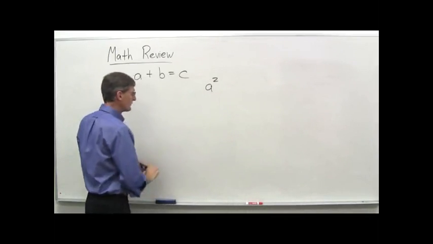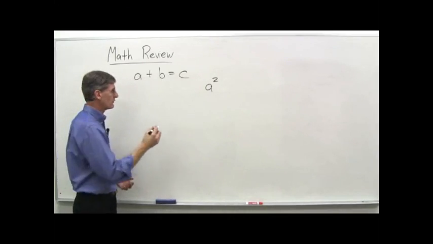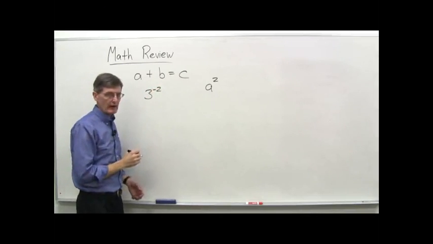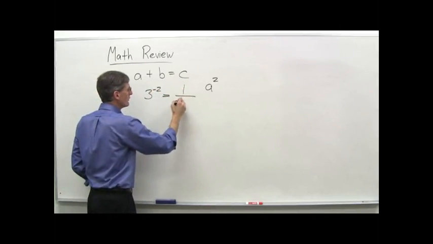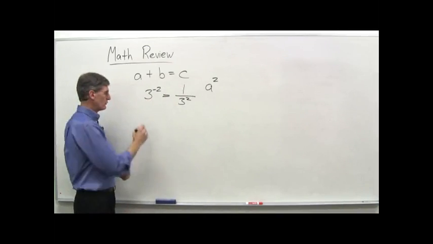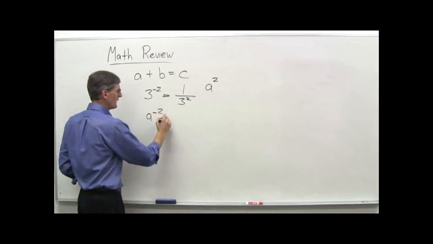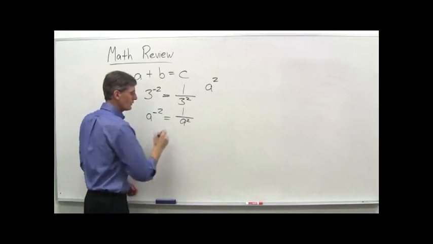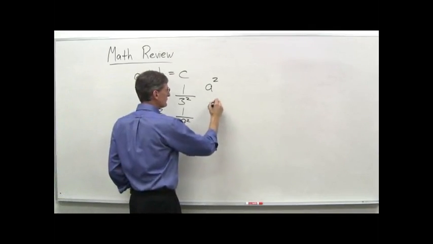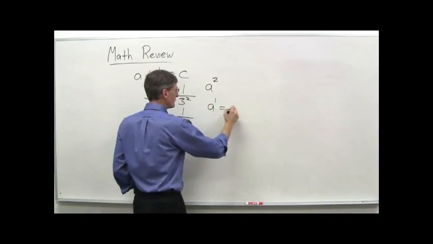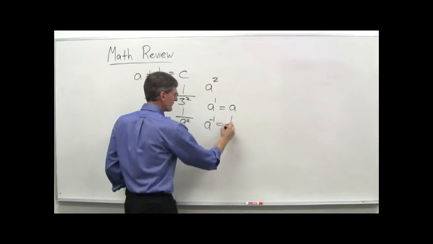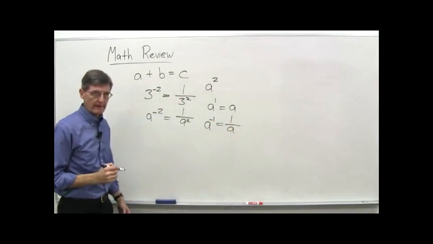Another thing along with this, we have negative exponents. So if we have, say, 3 to the negative 2 power, that's defined to be 1 over 3 squared. Okay, so 1 over 3 squared, 3 to the negative 2, or if we use a to the negative 2 power equals 1 over a squared. Remember also that a to the first power, a to the 1, simply equals a. So a to the negative 1 is the same as 1 over a.